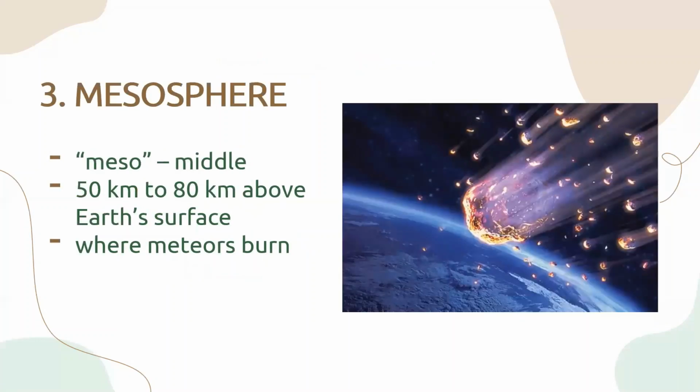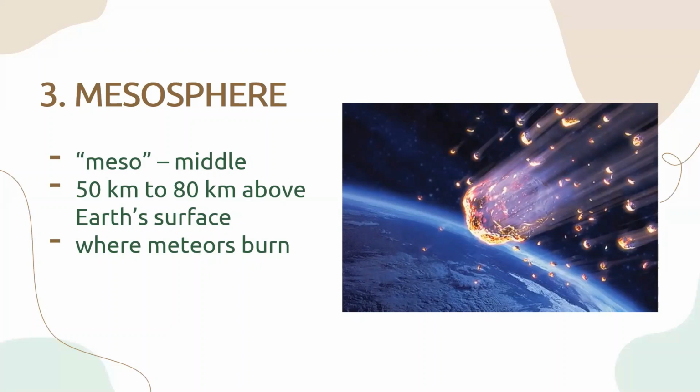Let's proceed to mesosphere. It is the third layer of the atmosphere. Meso means middle. It is the layer between 50 kilometers and 80 kilometers above the Earth's surface. Unlike stratosphere, it has no gases which can absorb ultraviolet rays from the sun, which is why it is a very cold layer. This is where meteors burn.